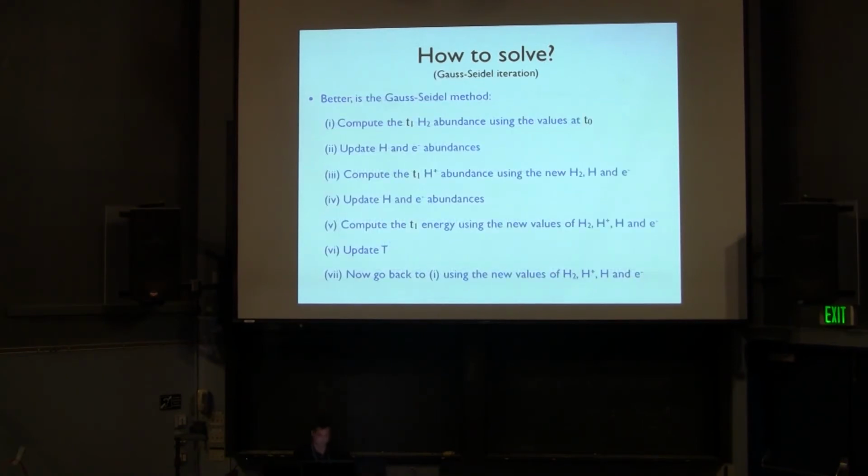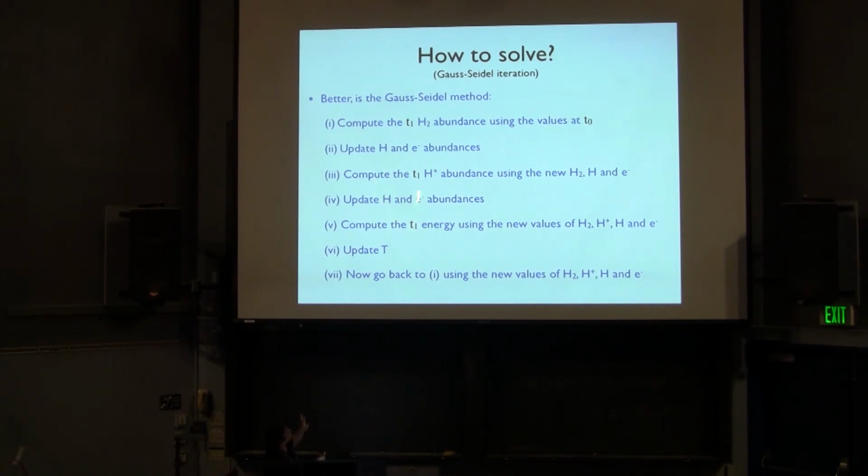Much better and much faster is Gauss-Seidel iteration, which is a very simple step. All you're basically doing is, as soon as something is available, I'm using it again. So to get to the T1 abundance of the H2, you use the values that you come in with, same as we did before. Now we update the hydrogen and electron abundances before we do anything else. So we've just done the H2 equation, we update the H and electron. Now we go into the H+ using these new half-step updated abundances, and we get the new H+.